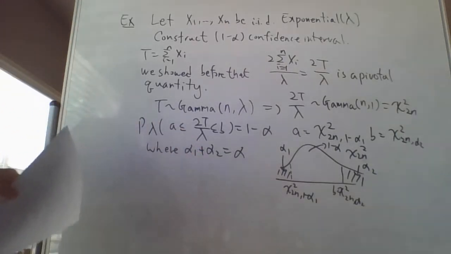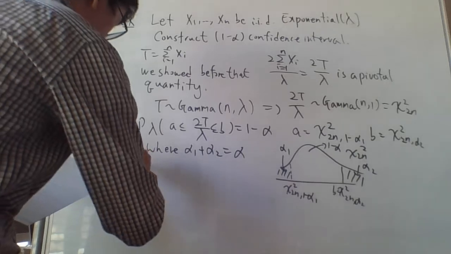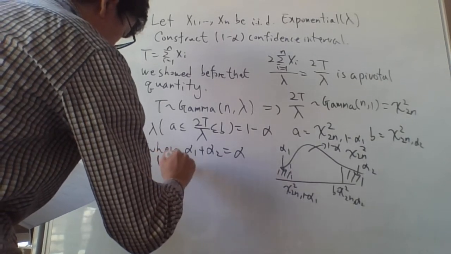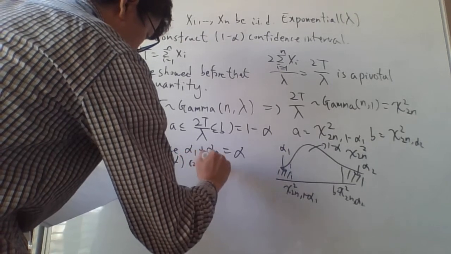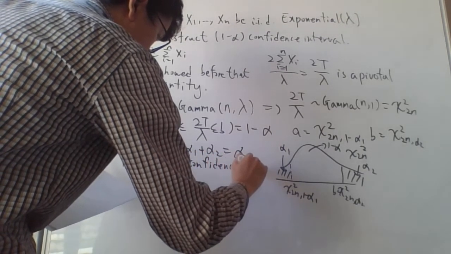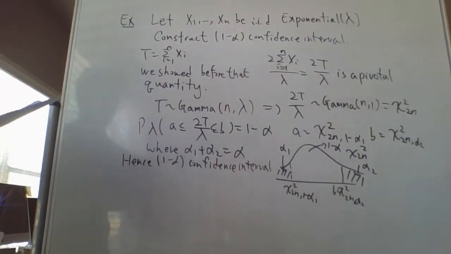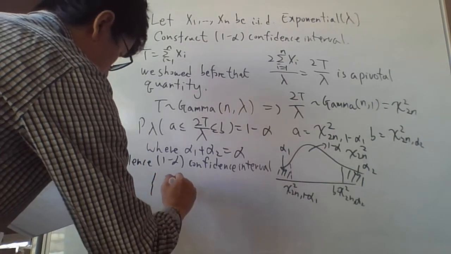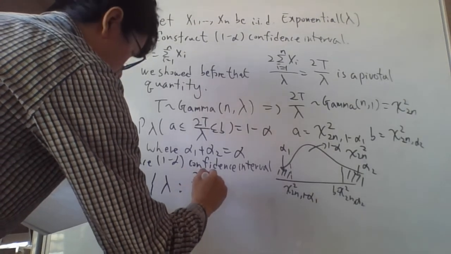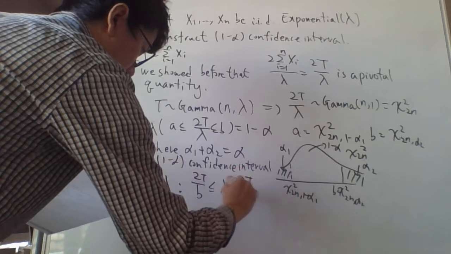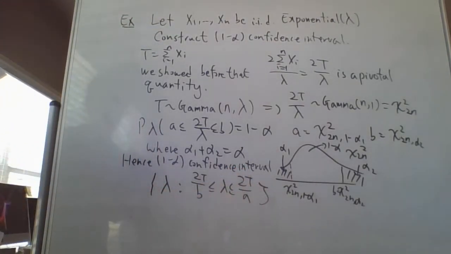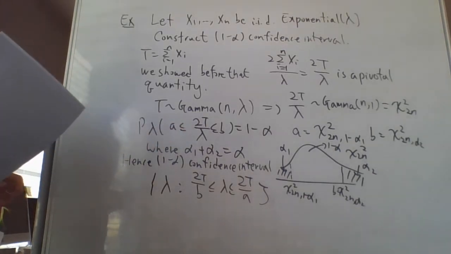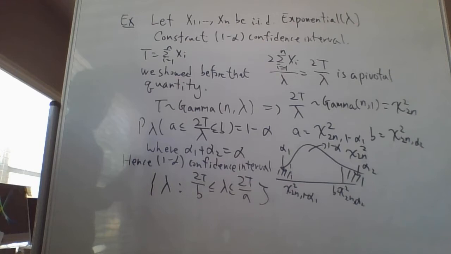Where alpha 1 plus alpha 2 equal to alpha. So one minus alpha confidence interval is, by inverting these quantities, we can get that lambda is greater or equal to 2t divided by b, and lambda is less than or equal to 2t divided by a. That's the 1 minus alpha confidence interval.